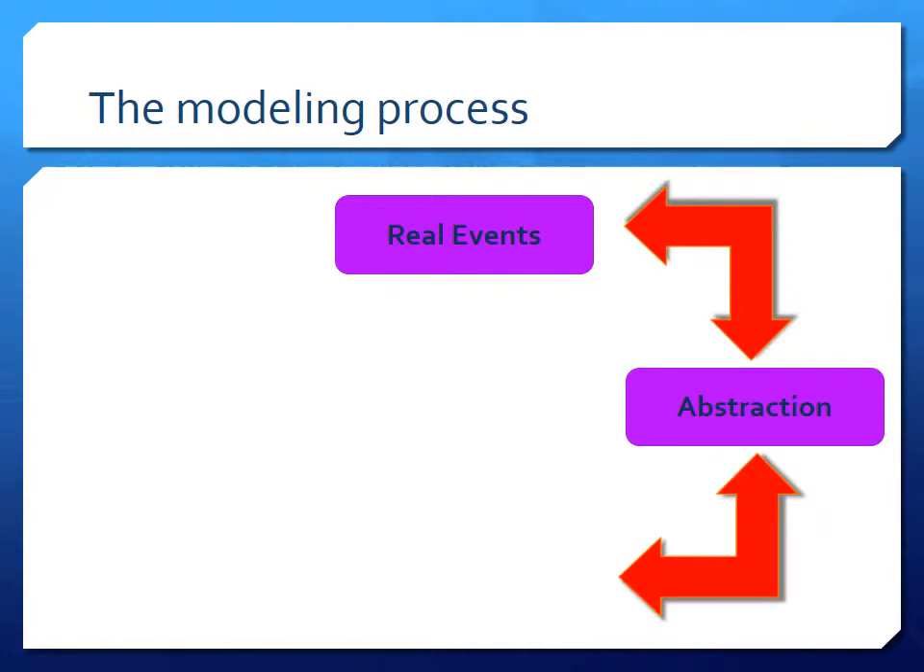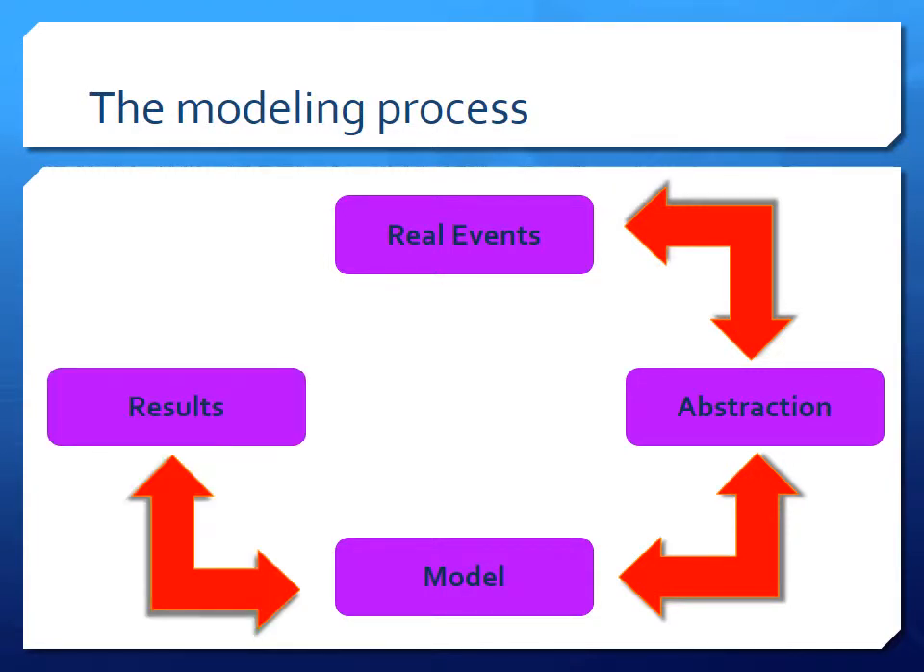This abstraction, when constructed, leads to the development of the model. And this model will yield some results that we can go back and check with the real events to see if the model makes any sense. These conclusions and so-called predictions, and I'm going to put that in quotes, that we can extract from the model, when compared with real events, may lead to the rejection of the model, the acceptance of the model, or more likely some sort of revision.